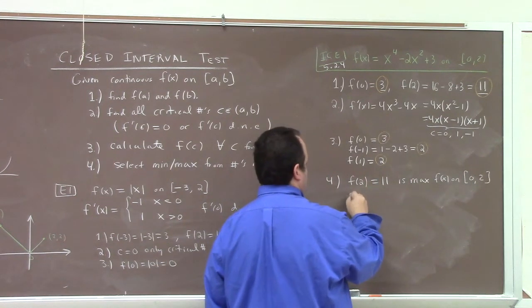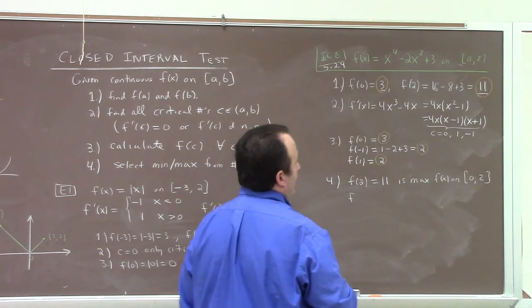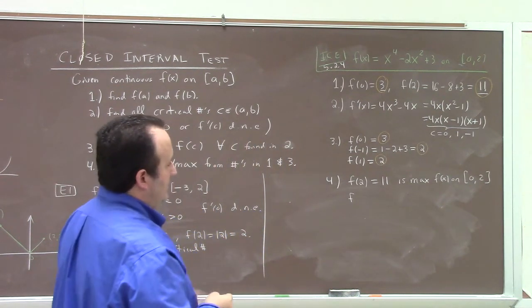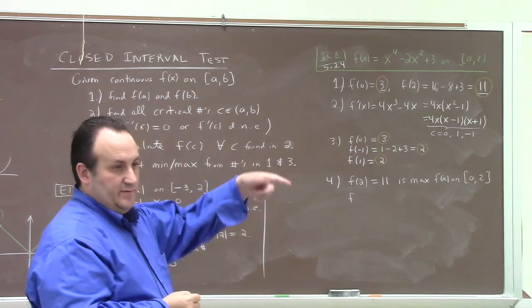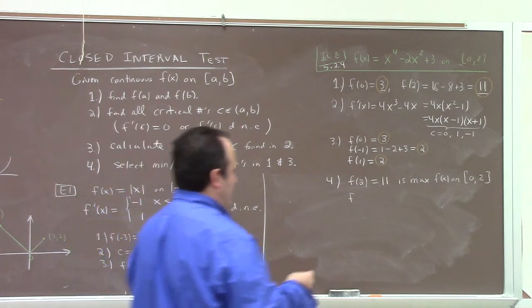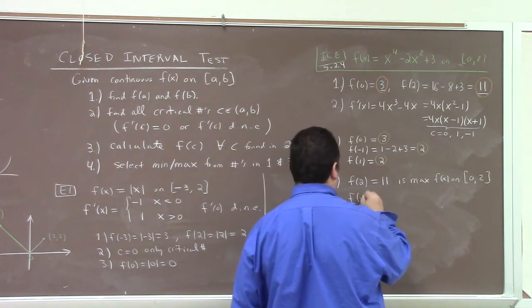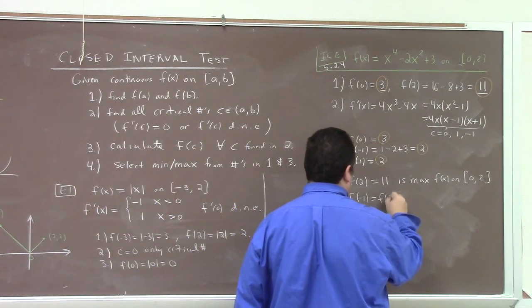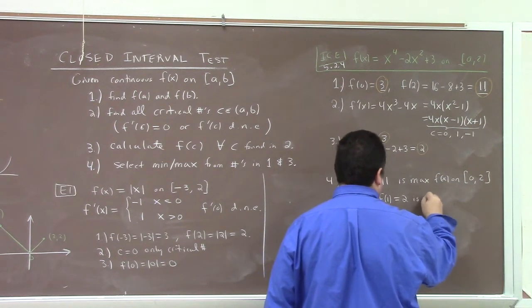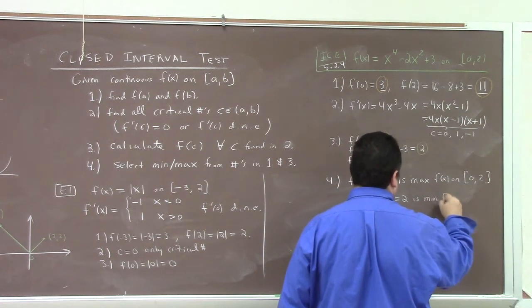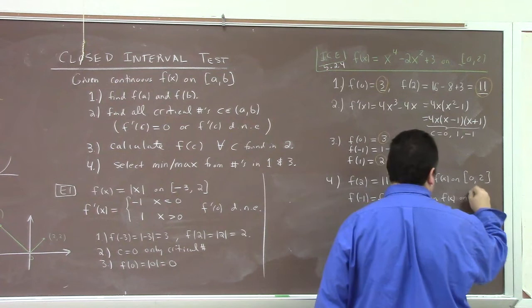And what's the minimum? It looks like the minimum value is 2. We found that in 2 different places. F of minus 1 equals f of 1 equals 2 is the minimum value for f of x on 0 to 2.